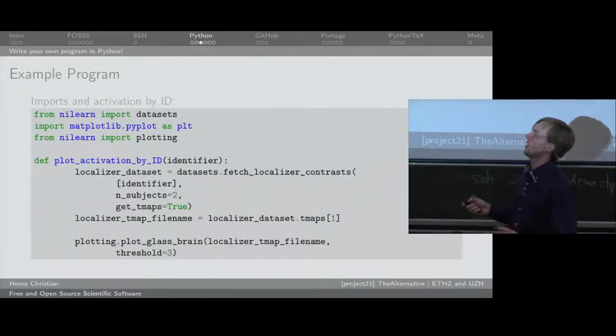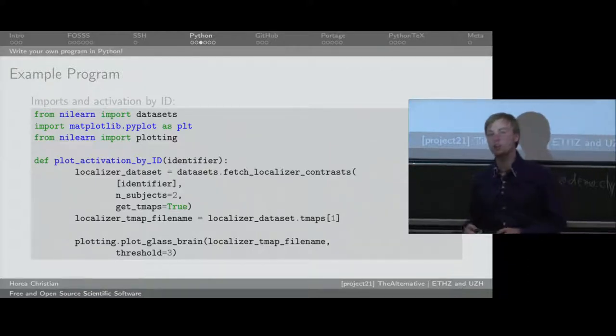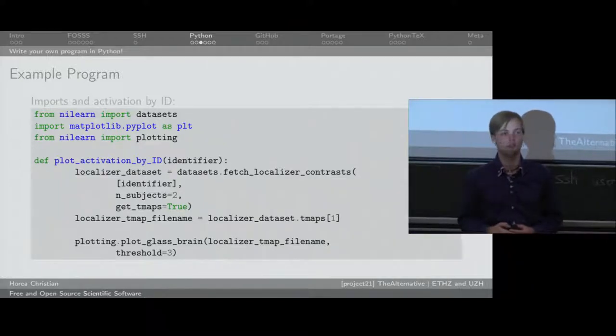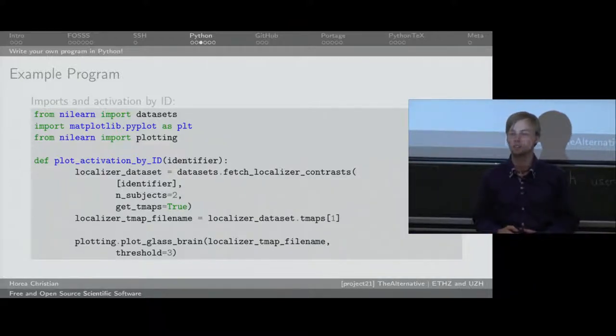So on the first line, we're going to tell Python that we're going to use from NILearn the module datasets. So from nilearn import datasets. Yeah? This is a module which will help us select some datasets which are automatically shipped with NILearn, some example datasets. Yeah?